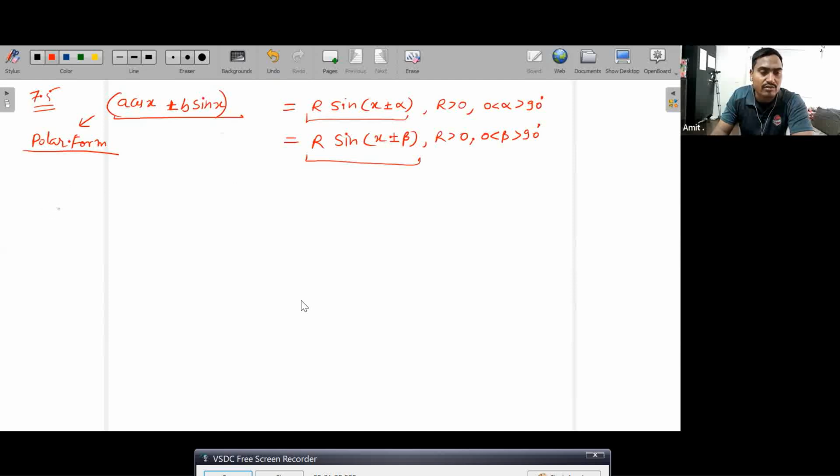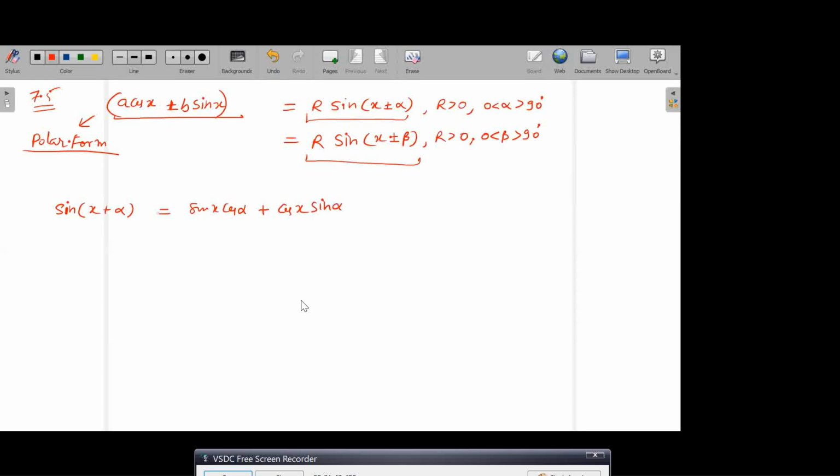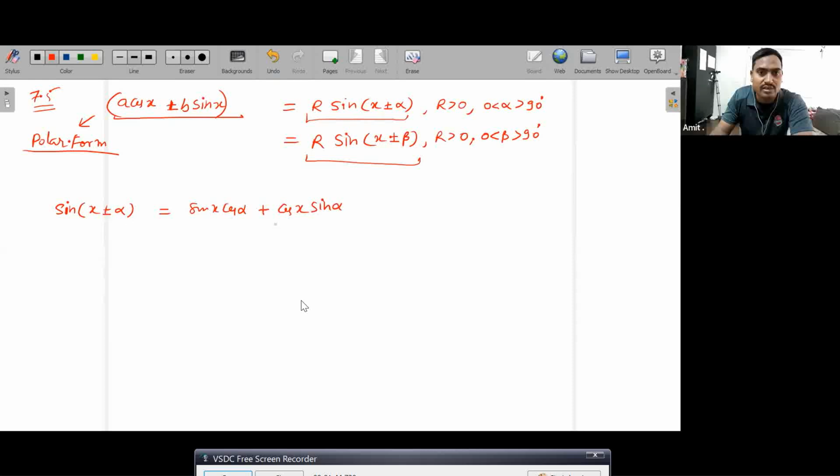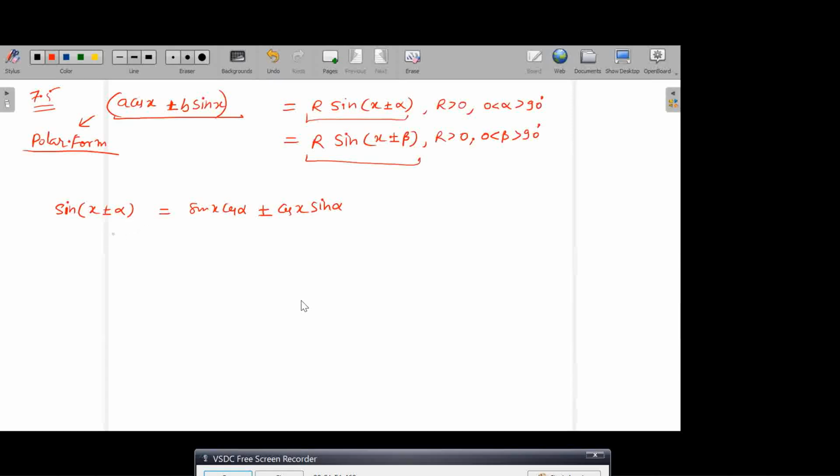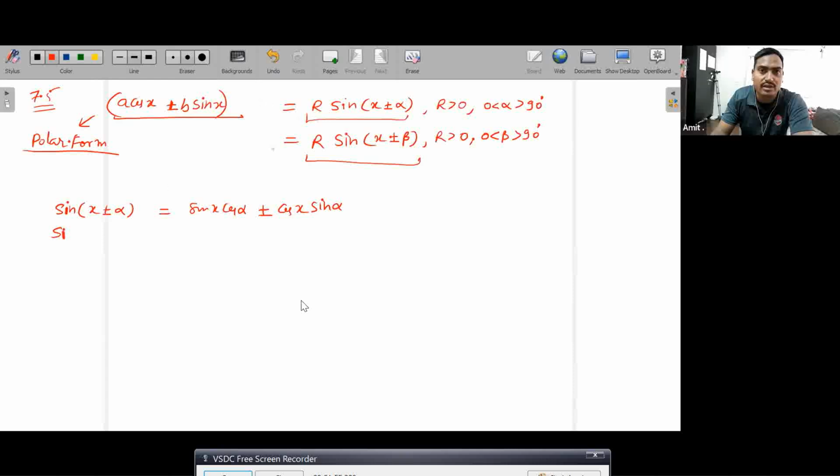First of all, I want to tell you that sin(x plus alpha) we can write as sin x cos alpha plus cos x sin alpha. And if it is plus minus, we can write it like this: sin x cos alpha plus minus cos x sin alpha. Do you know that formula? In a similar fashion, we can write it. It's the same thing.